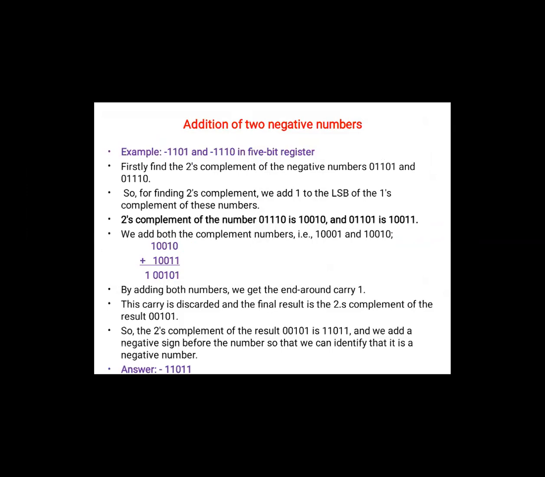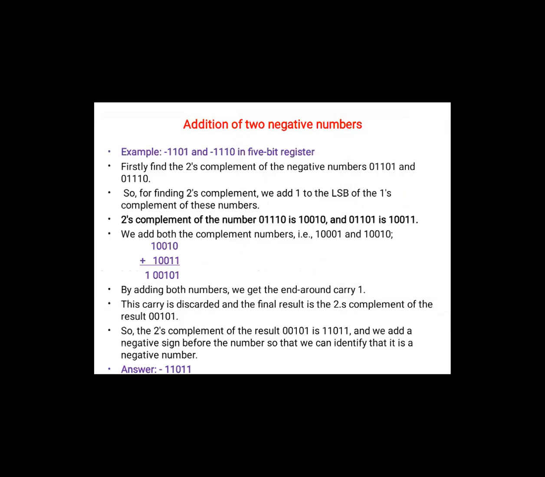So you have found out 2's complement of both the negative numbers, and now you add it. 1 0 0 1 0 added with 1 0 0 1 1. So you will get a carry. What we are doing is, we get a carry, so this carry is discarded. We are not adding it to the LSB.